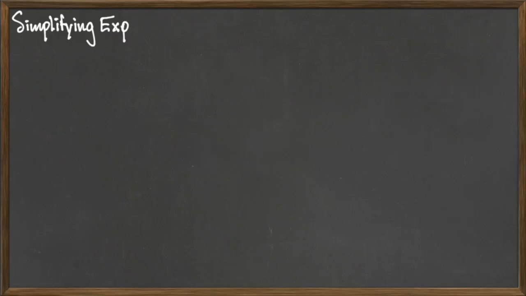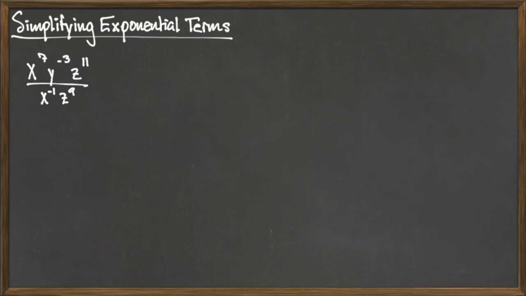Now let's look at a few examples of simplifying exponential expressions using these rules. Suppose that I have x to the 7th times y to the minus 3 times z to the 11th divided by x to the minus 1 times z to the 9th. The general strategy for a problem like this is to start matching terms that have the same base. So I want to deal with those two copies of x's raised to different powers and subtract their exponents. I'll also do the same thing with the exponential terms that have z as a base.